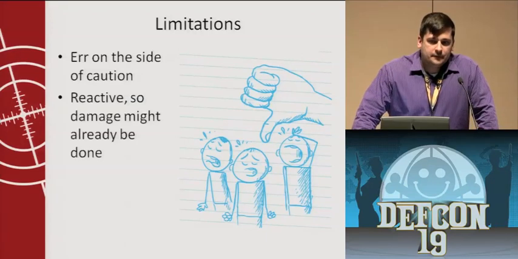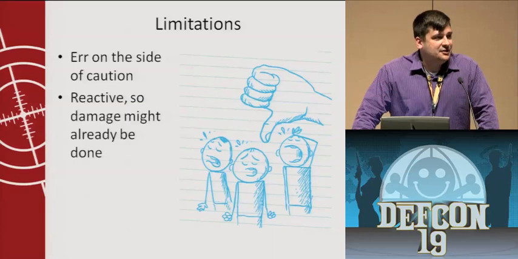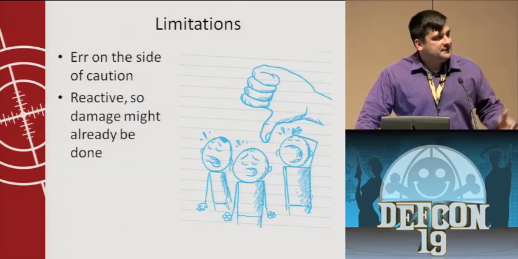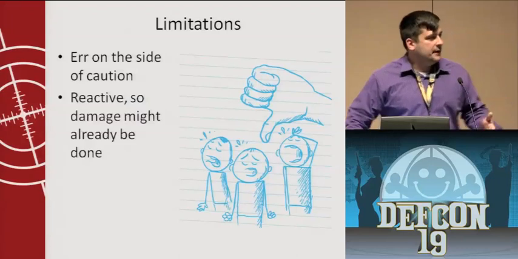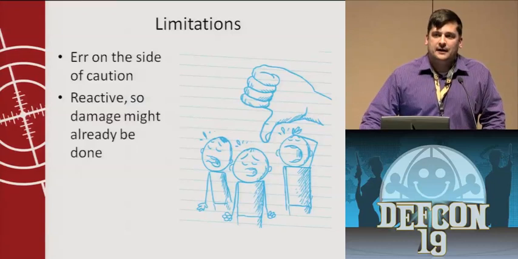The system is primarily reactive. You may be taking action after damage is already done. The goal of the system isn't, so IPS is meant primarily to prevent these types of things, right? The goal of the system is to slow the attacker down. It's somewhat similar to a honeypot, but different in scope.